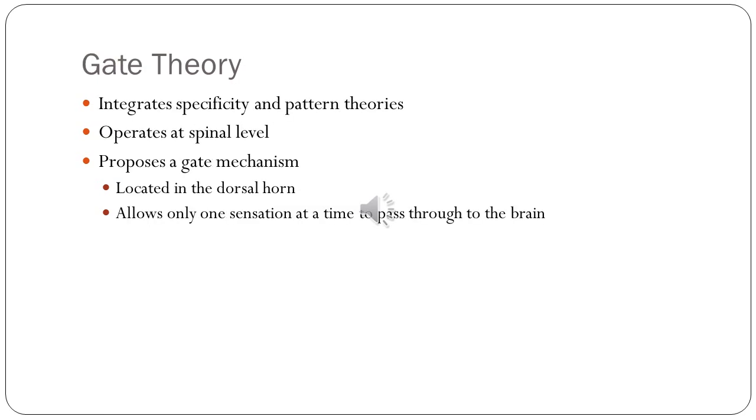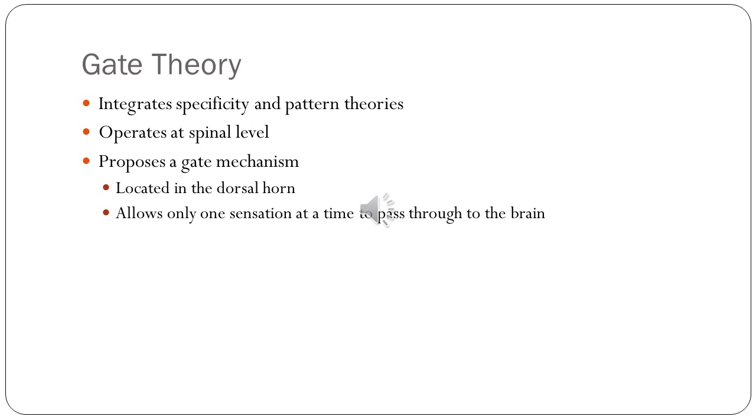Now, the next theory we're going to look at pertains to some of the more common pain control theories: the gate theory. The gate theory basically took a combination of the two previous theories we talked about, the specificity and the pattern theory, and took what would essentially be the good parts of them. It looked at the pain control mechanism and how it operates at the level of the spinal cord, and it proposes a gate mechanism.